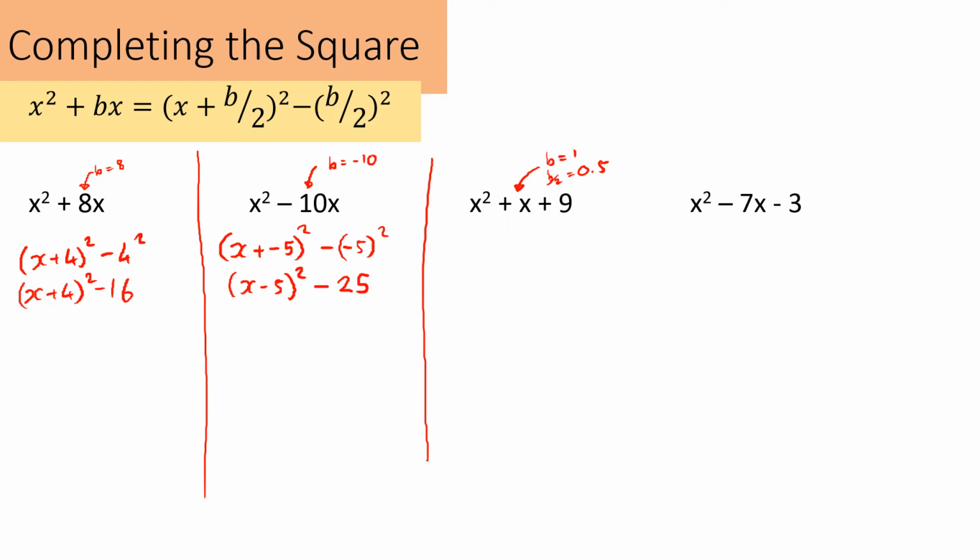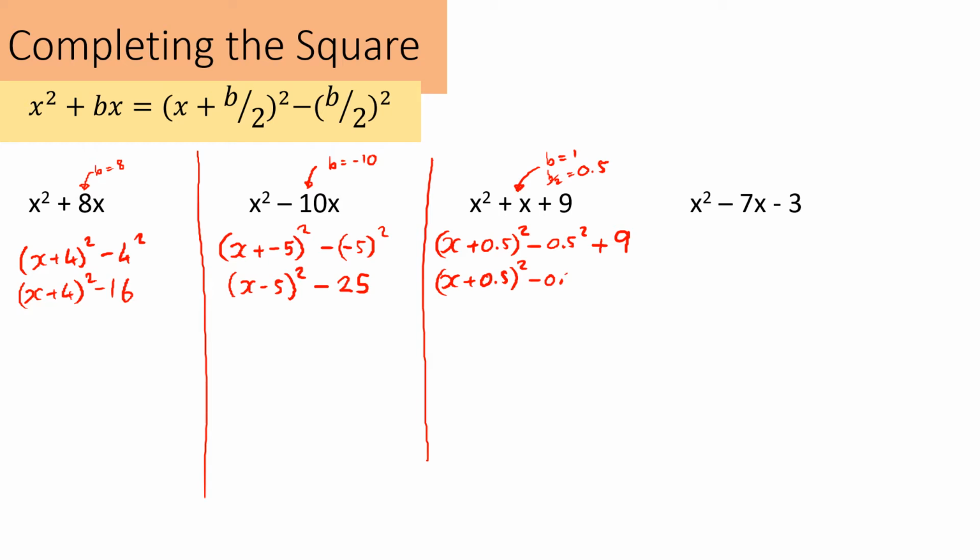So x squared plus x, we're using b over 2 is 0.5, so that will go to (x plus 0.5) squared. And then we'll have to take away 0.5 squared. And then we've also then at the very end got this plus 9 at the end. So can we tidy this up? Yes, we can.